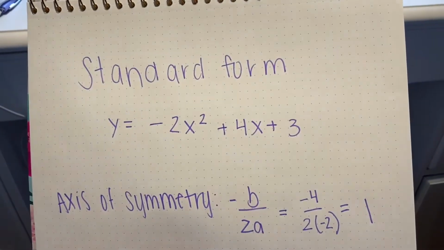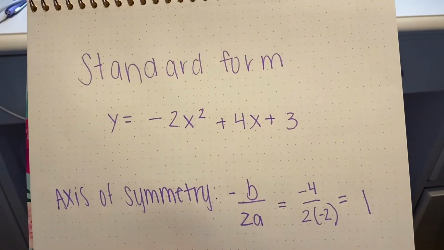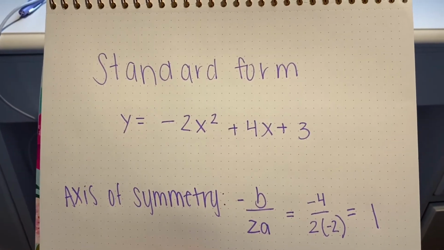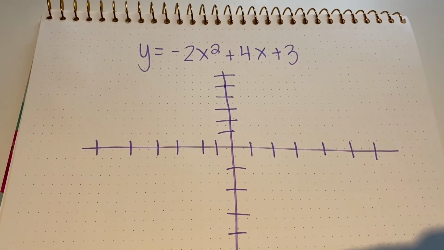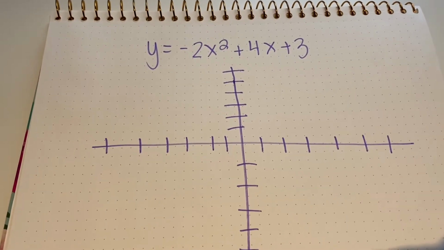To solve for the axis of symmetry, you are going to want to do negative b over 2a. For this problem, you would do negative 4 over 2 times negative 2. This gives you negative 1. If you have your graph here and your axis of symmetry is at 1, you're going to want to draw a dotted line through 1 on the x-axis.